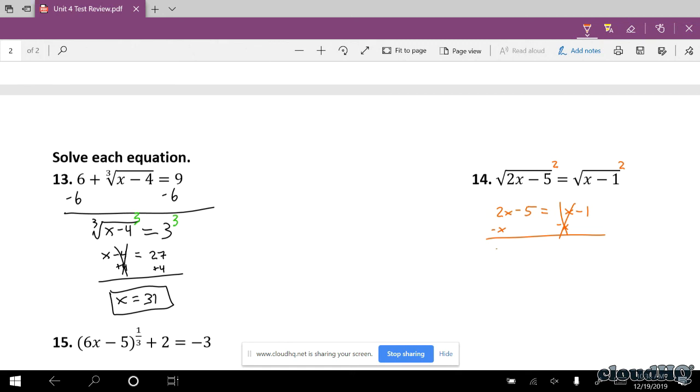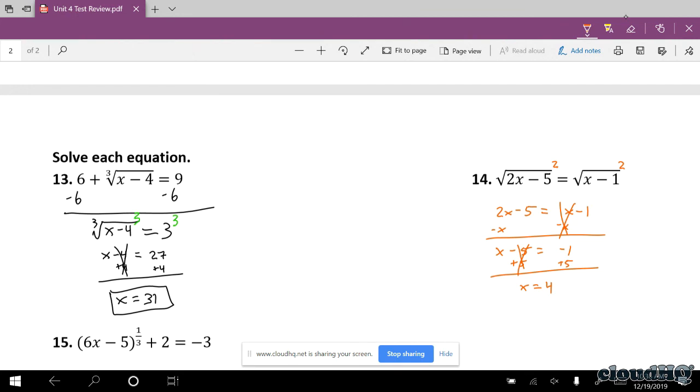Okay, subtract x from both sides. Add 5 to both sides. X is equal to 4. Plug it in to the original to make sure it works.